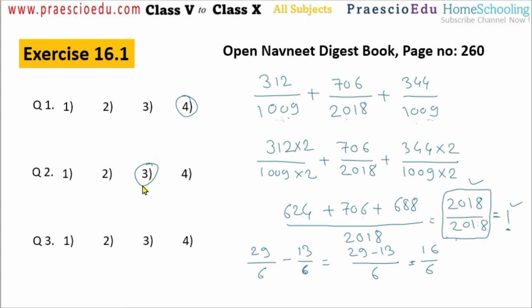Now question number 3, 22 by 35 minus asterisk by 35 is equal to 7 by 35. Now all the denominators are the same, meaning all are like fractions, so the numerator operations have to be carried out. So 22 minus something is equal to 7, or we can say 22 minus 7 is equal to the asterisk. 22 minus 7 is 15. So this should be 15, and 15 is given in option number 3.